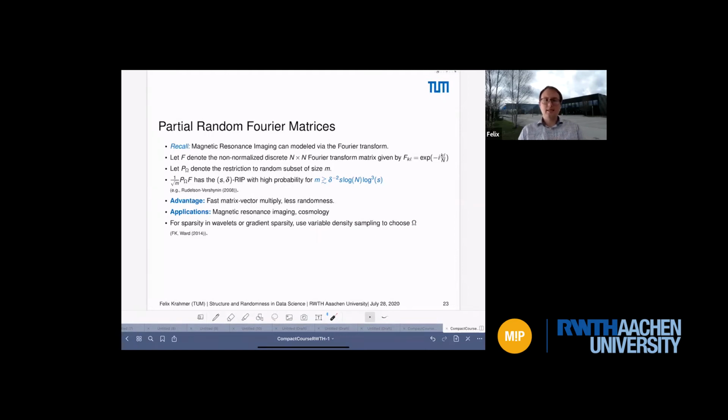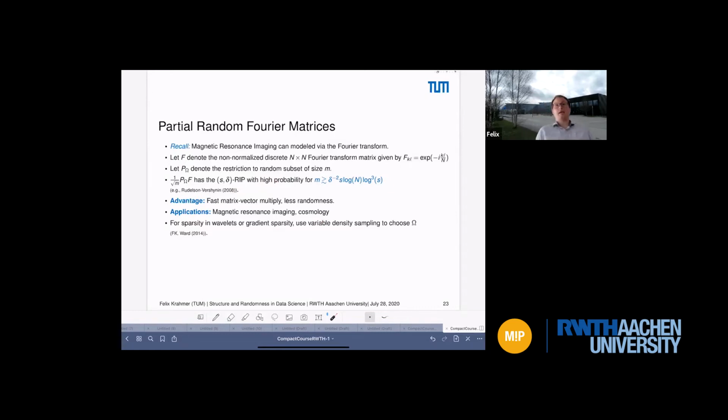The second example, motivated by magnetic resonance imaging, can be modeled via the Fourier transform, and for that we have the discrete normalized n by n Fourier transform that is given like this. We take the non-normalized one, so we don't have a normalization factor here, and then again we restrict it, but this time we restrict it at random, and then we get the result with high probability. I've listed here this reference with log cubed. Actually, it has been improved to log squared by Haviv and Regev. So again, you need some amount of additional logarithmic factors, with similar advantages and many applications.